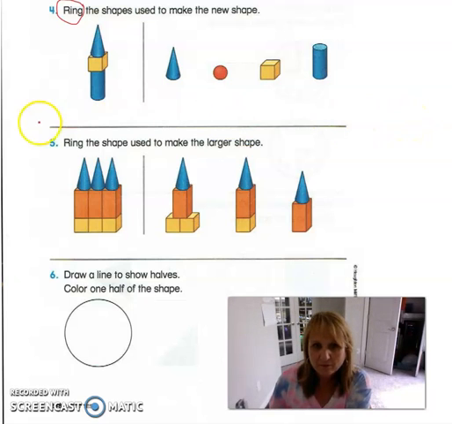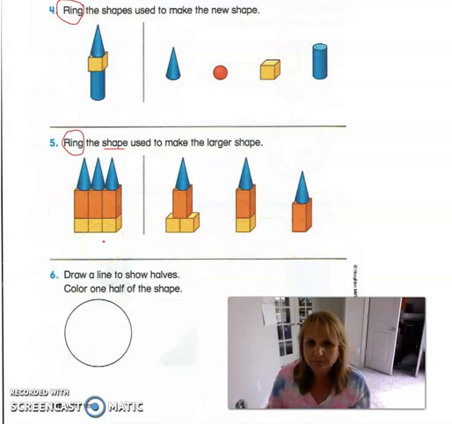Number 5, ring or draw a circle around the shape used to make the larger shape. Now here it just says the shape, so you can only circle one of these. Okay, so remember, whatever shape was used 3 times to make this one. Which shape was used 3 times to make this one?